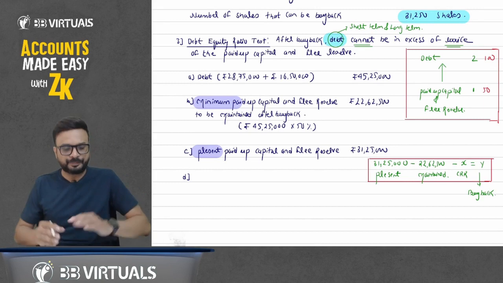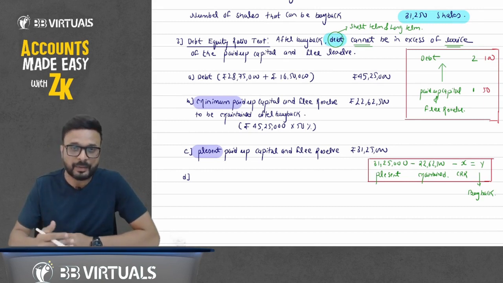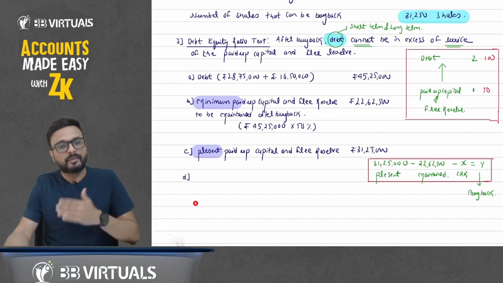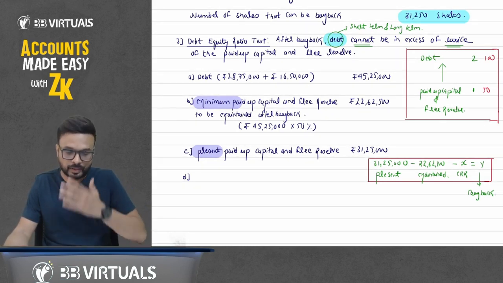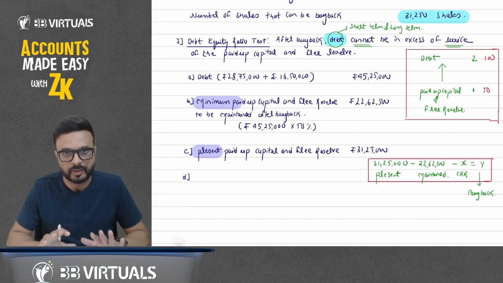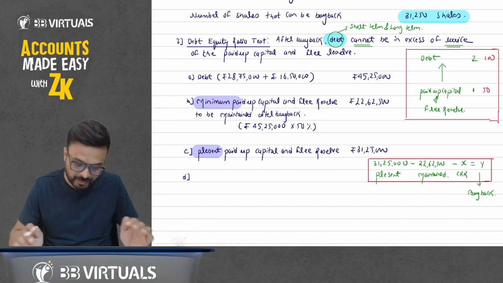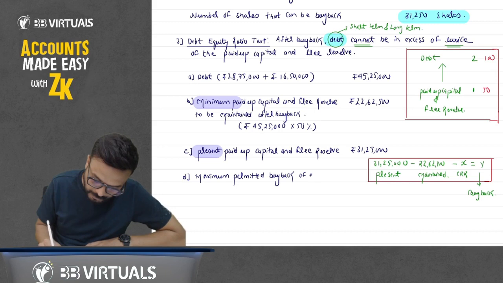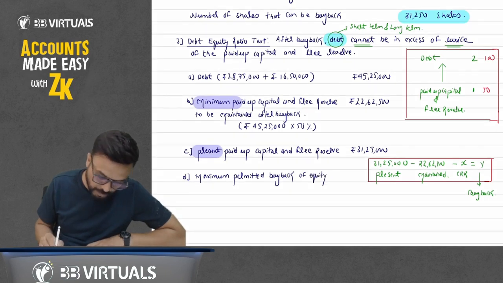Okay, so don't worry. Now we'll solve. There are one more or two, three steps left. First we'll solve this, and we will cover all the steps here. In so many questions this debt equity ratio calculation will come, so once you solve it two or three times, it will be so easy for you. So don't worry. Now write down here the next step, which is maximum permitted buyback of equity.